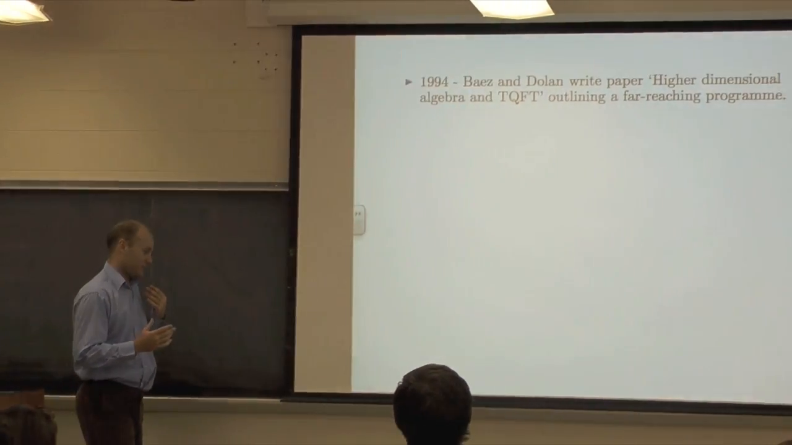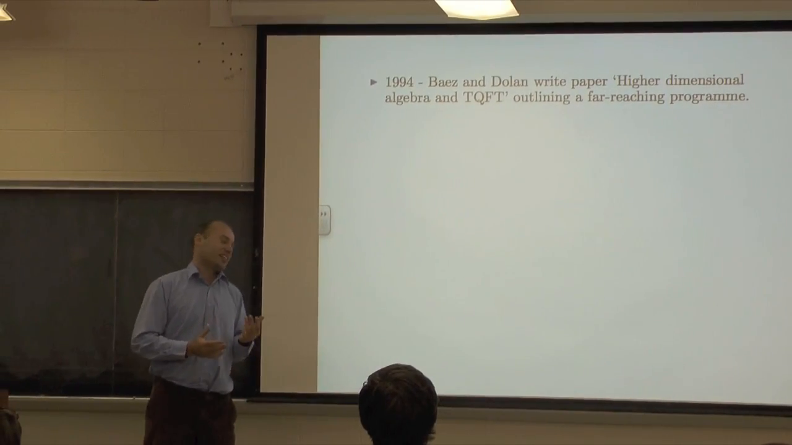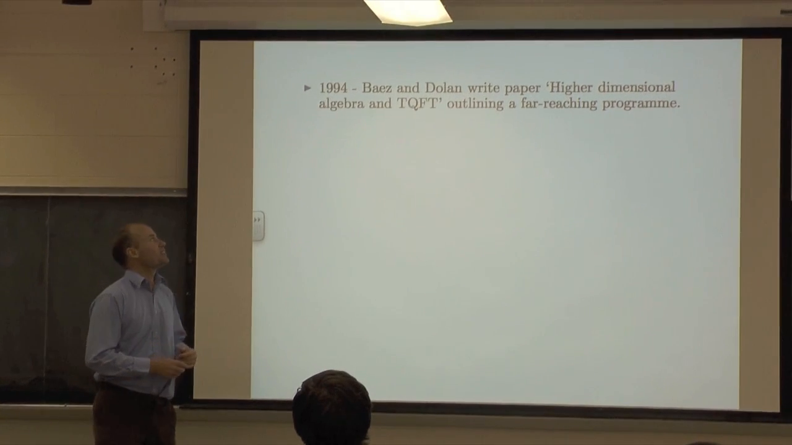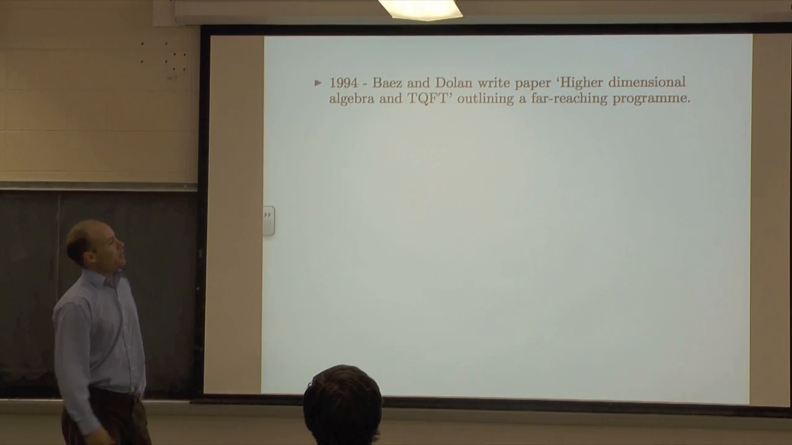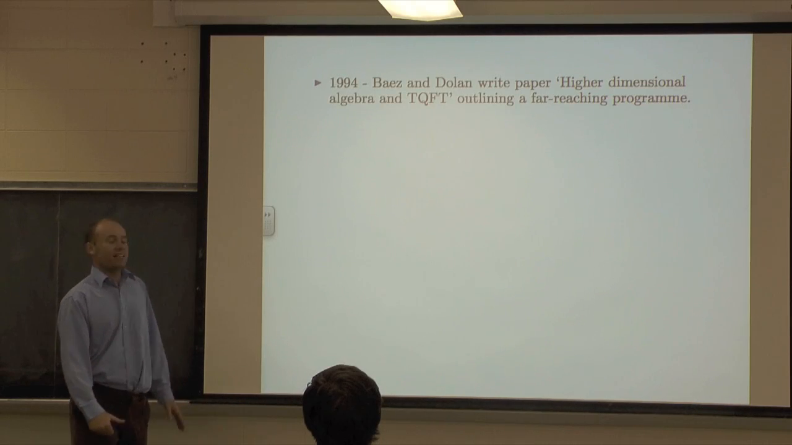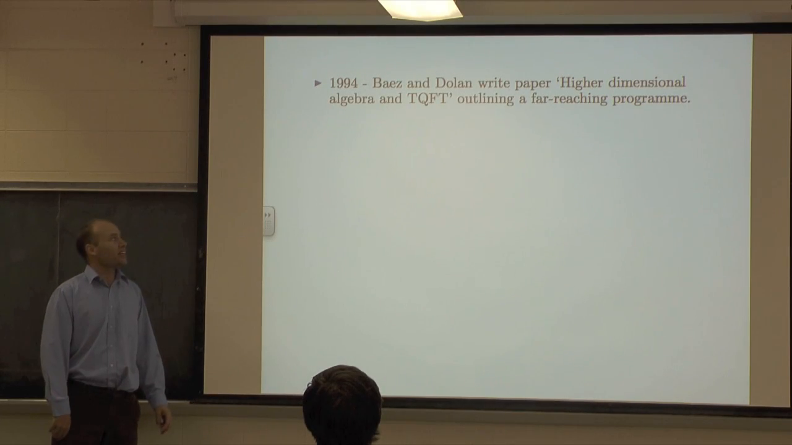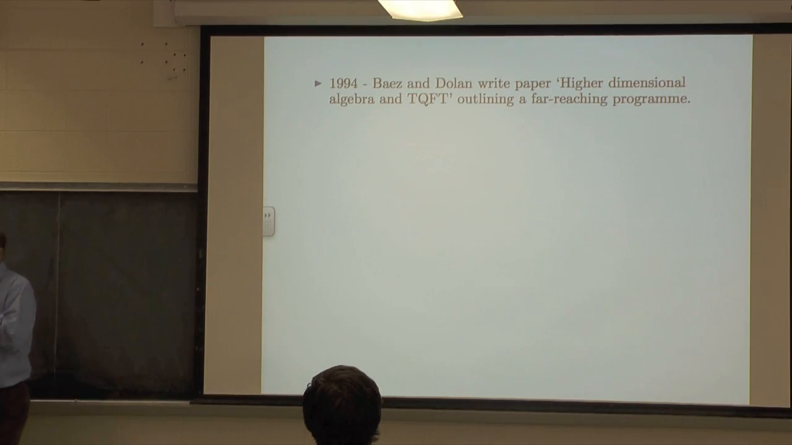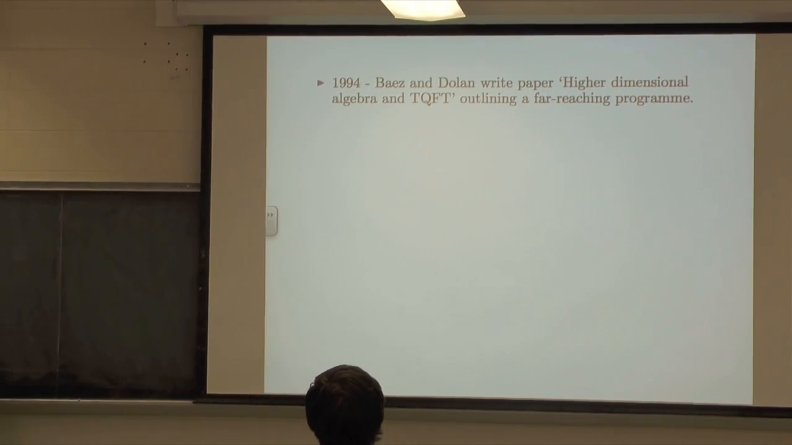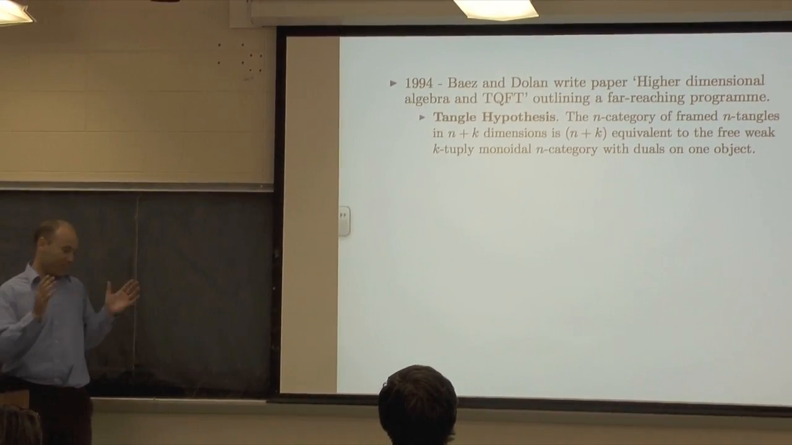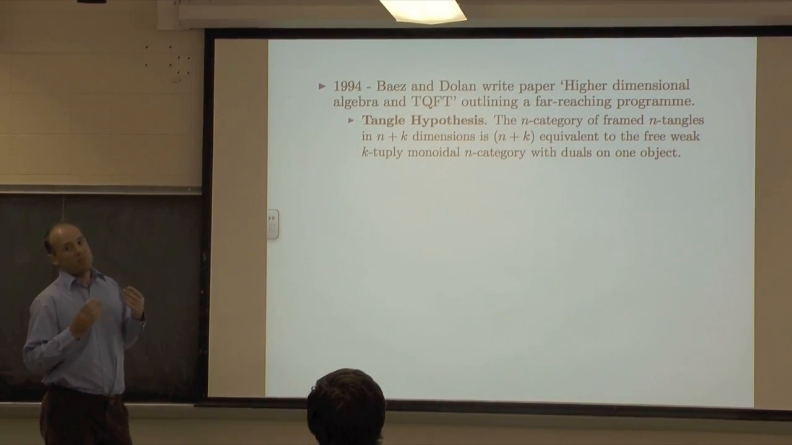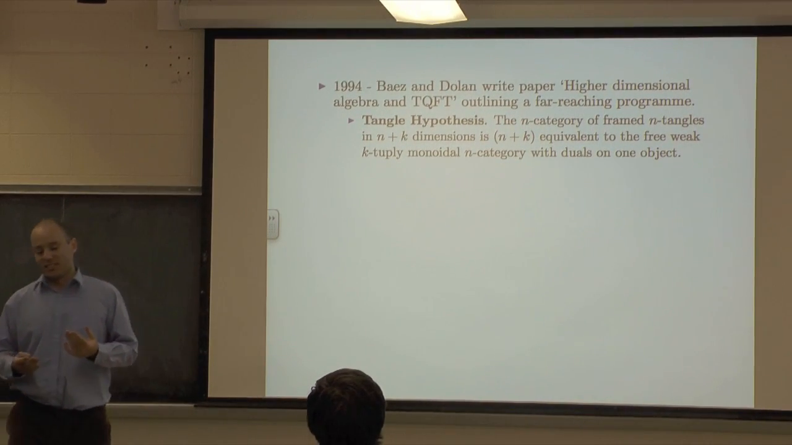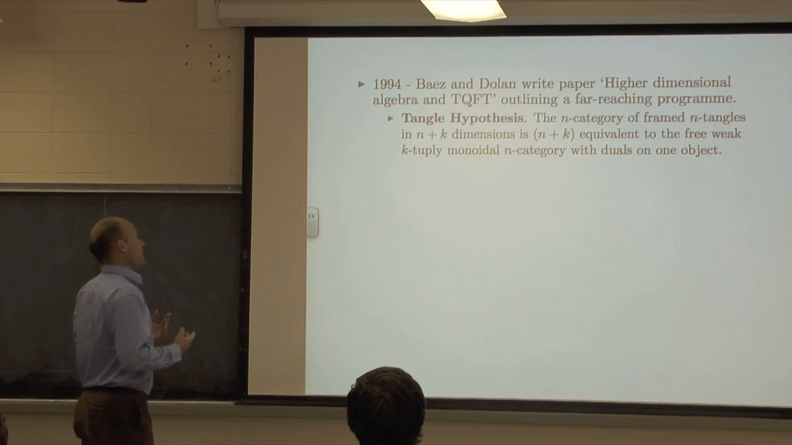And that was, in this narrative that I'm sketching at least, when Baez and Dolan came into the scene. And they wrote an influential paper called "High-Dimensional Algebra and Topological Quantum Field Theory," outlining a far-reaching program which had a lot of influence on the way the subject is looked at. Okay, so they made 4 big statements in that paper, and I'll outline 3 of them.